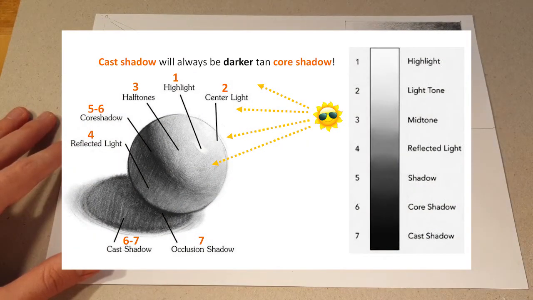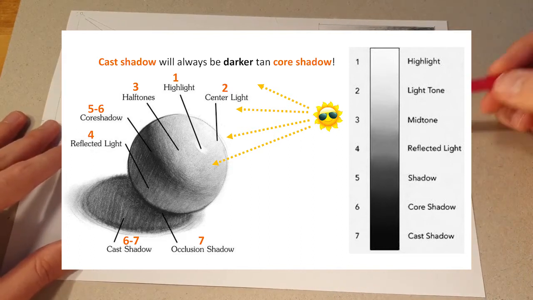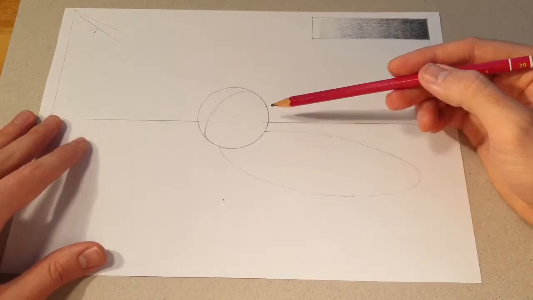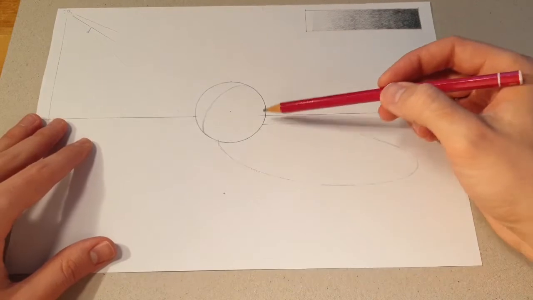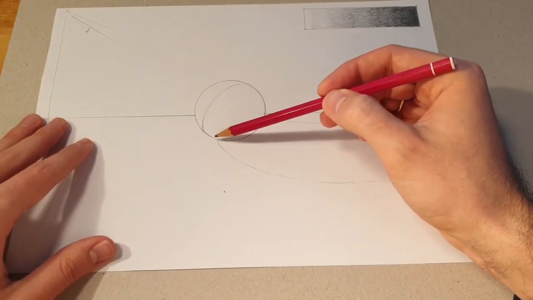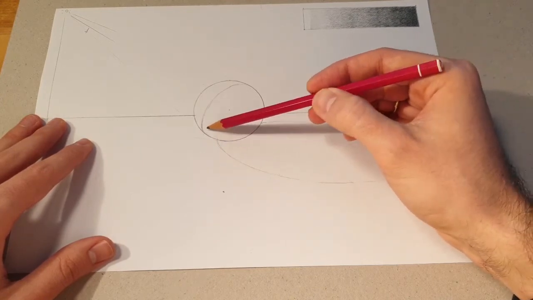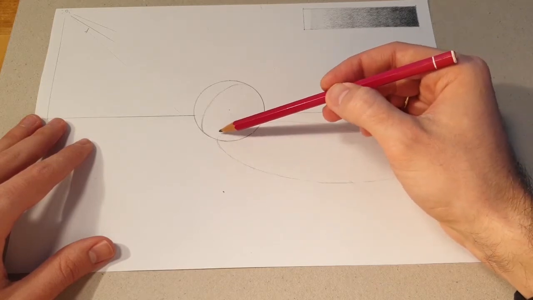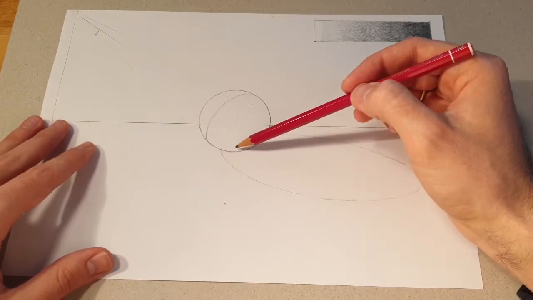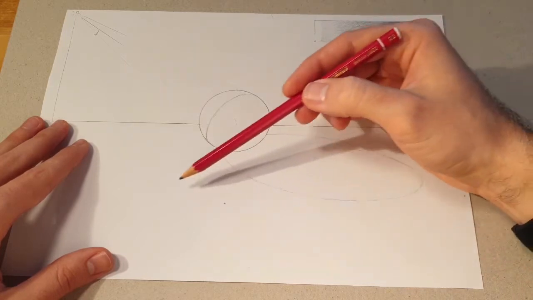Now we will apply these values to the drawing. Take into account that always, as we have said before, cast shadow will be darker than core shadow, but even though the darker colors in our core shadow will be around here, there's an area behind at the bottom of the sphere which will be a bit lighter. That is because we have some reflected light over here, which is the light that comes from this surface.